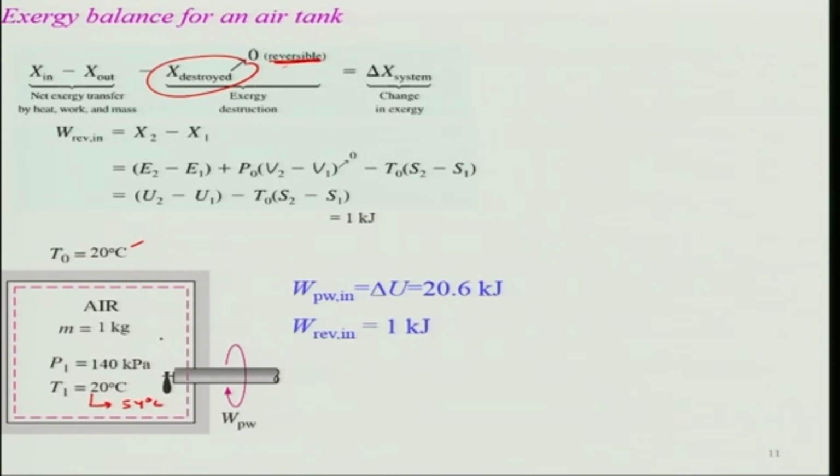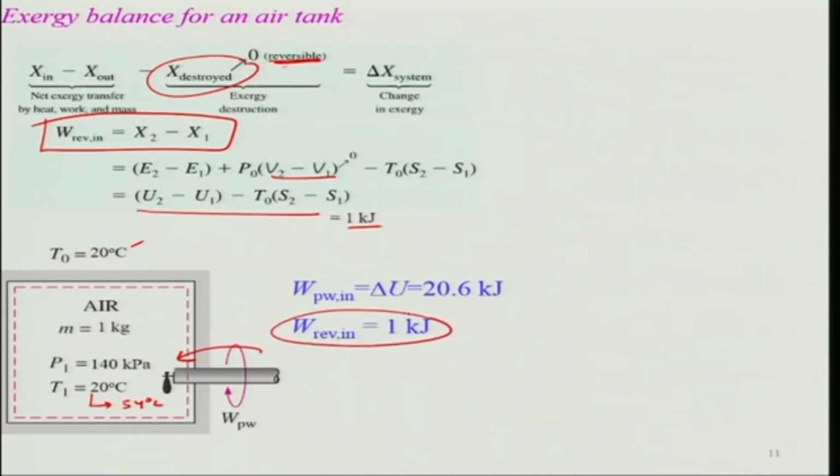So, considering the tank insulated, the only thing being supplied is your W reversible in, and thus your X in, that is W reversible in, is simply the change in the exergy, which can be written in this form. Considering the change in volume is 0, you can calculate this, and it turns out to be 1 kilojoule for air, considering an ideal gas. But if you apply your energy balance, the energy balance would yield that the paddle wheel work is simply equal to the change in internal energy, which is 20.6 kilojoules. So the reversible work is coming out to be 1 kilojoule.